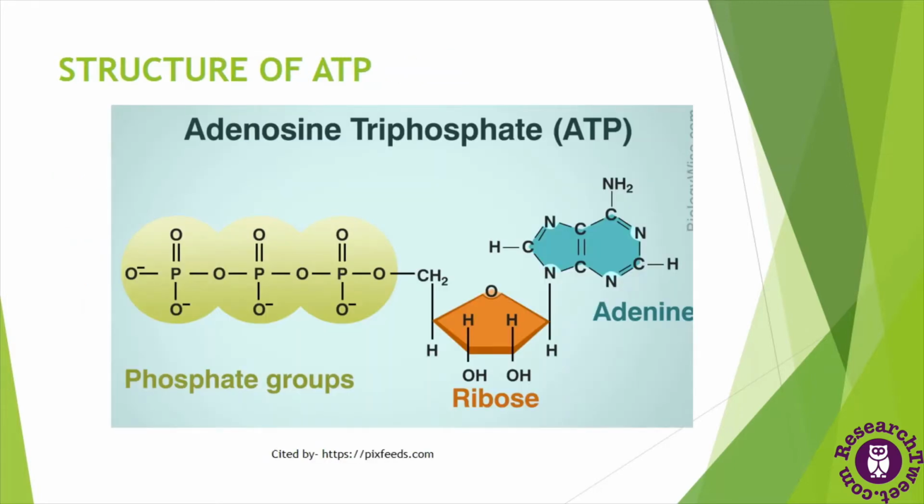Now, this is the structure of ATP. Here we can see the molecule of ATP, which consists of a nucleotide, especially adenine, which is made up of a purine ring, and a sugar, which is ribose sugar, and phosphate groups. The name indicates adenosine triphosphate, which means 3 phosphate groups are attached to a single molecule of ATP.